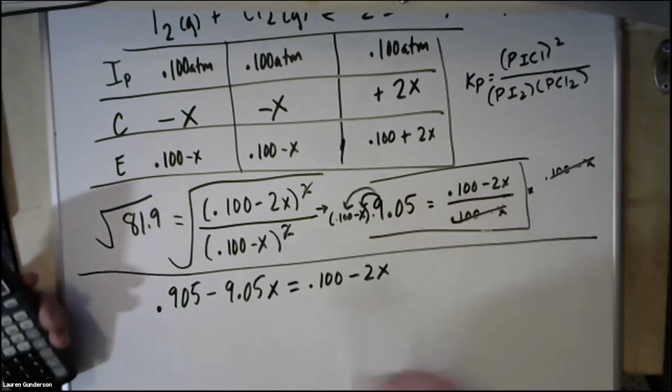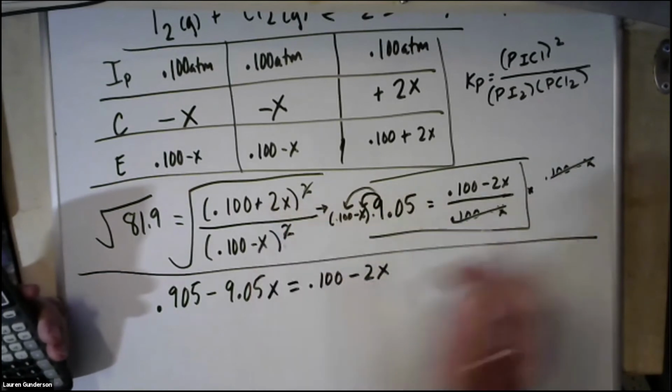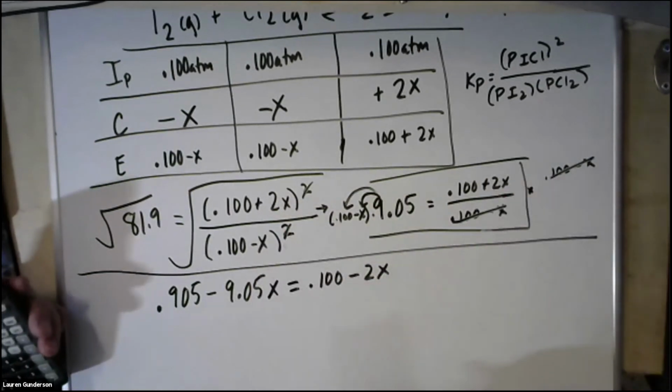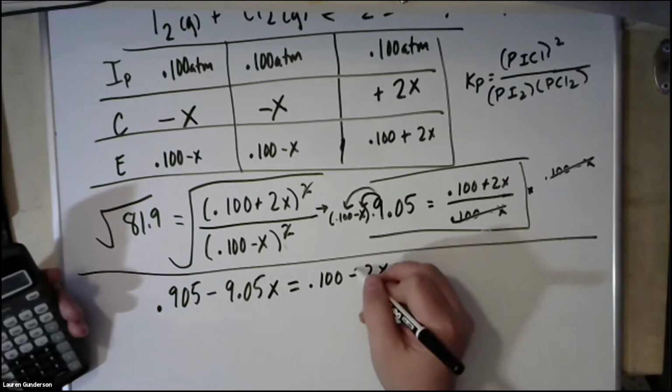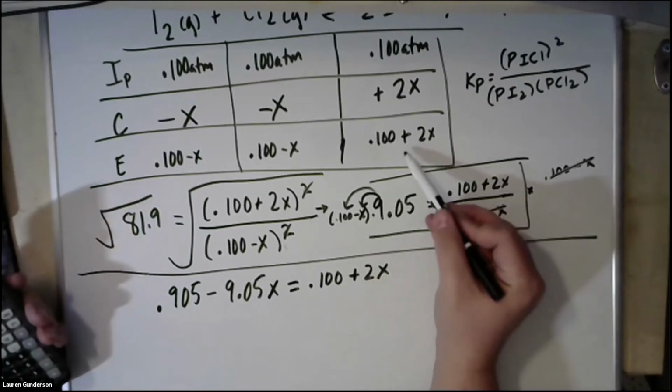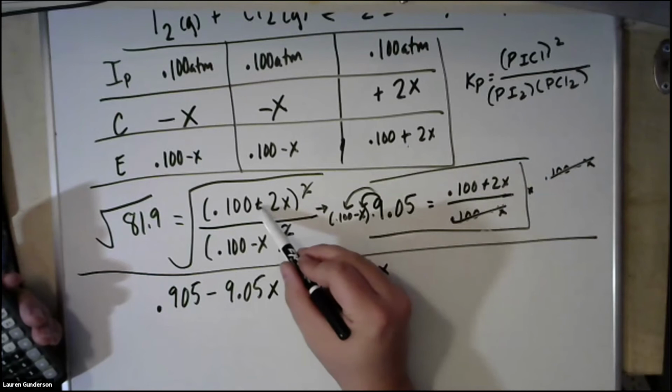Oh shoot, wait, hold on. Before I do that, this is supposed to be a plus and this is supposed to be a plus before I really screw up this math. That was a plus, that was the ICl value over here. So that should have been a positive sign in there.